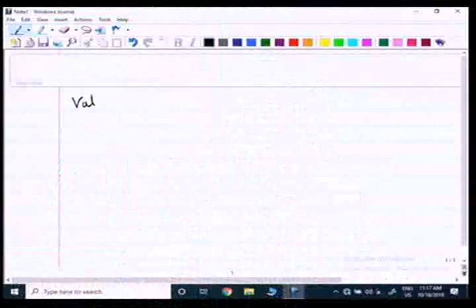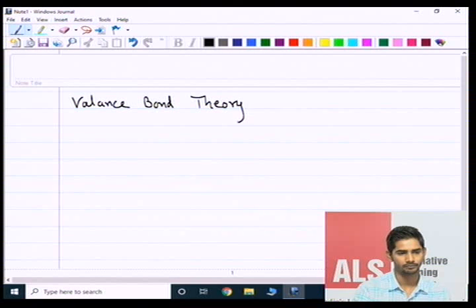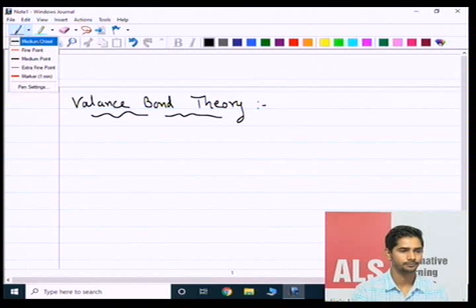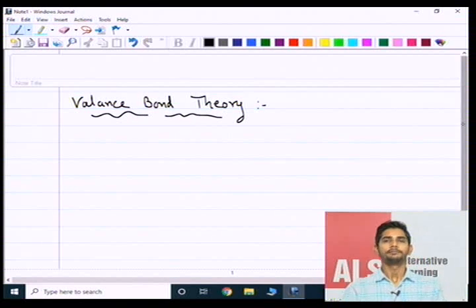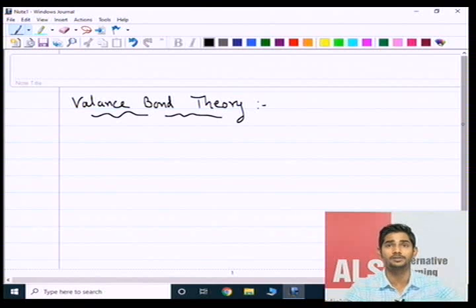So guys, after that, we have to discuss the valence bond theory. Please do not copy it. You have to just look at the screen and understand the meaning first. Guys, valence bond theory gives us an idea of how bonds can form. First of all, let's discuss its phenomena, how bonds can form.